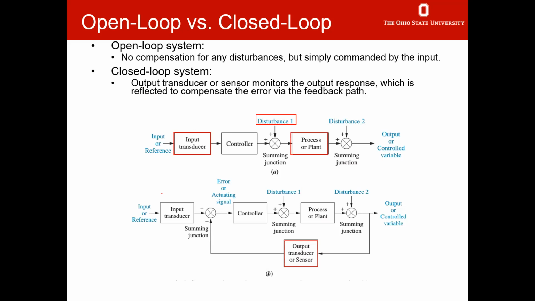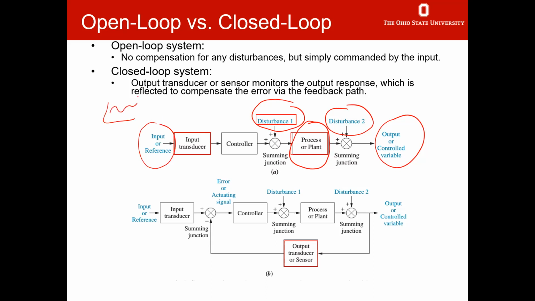So let's talk about some concepts as this is an introduction. We can have open loop versus closed loop systems. Until now, everything we looked at was mostly open loop, where we had a process or plant. We could have disturbances at the input or output of the plant. We had an output variable, and we just sent it an input. We did not measure the output and feed it back.